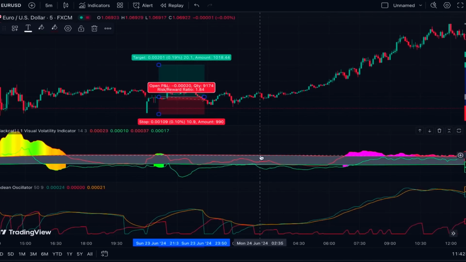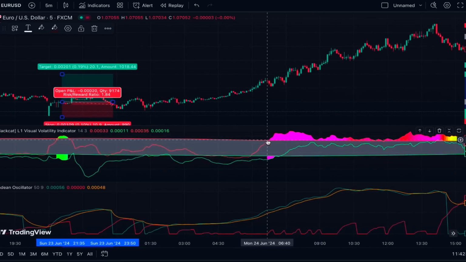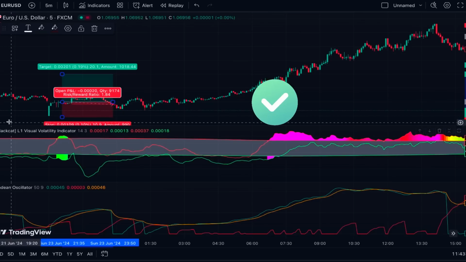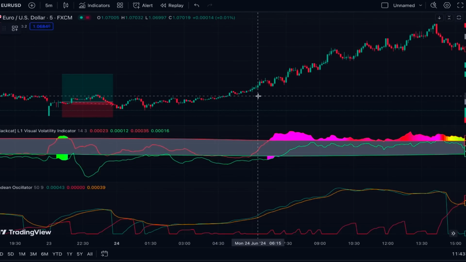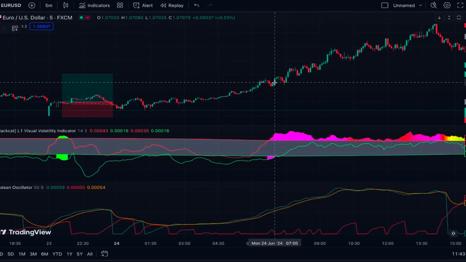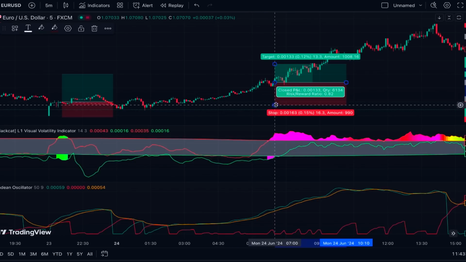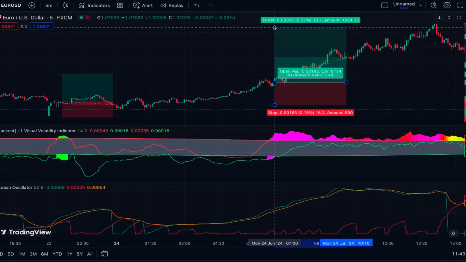After this low volatility period, here we got a signal of increased volatility, and when we check Andean oscillator, you can see that the green line is above the orange line, so another buy signal is confirmed here, and we can enter a long position at this point when this new candle is opened. The stop loss below the previous swing low, and this trade is also a profitable trade, as you can see.